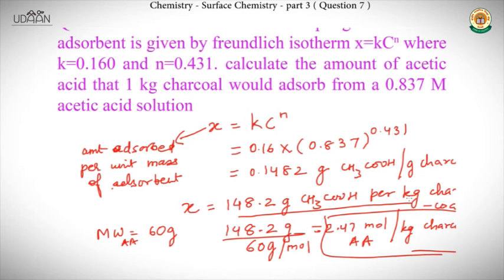Since it is not mentioned here, mostly in the questions it will be mentioned what they mean when they say the amount of acetic acid. But yeah, that was question number 7. It was an easy question. We just applied the equation which was given to us.